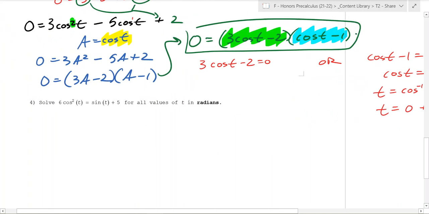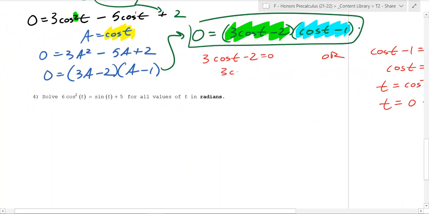Over here, you end up with 3 cosine t is equal to 2. So cosine t is equal to 2/3. So t is equal to cosine inverse of 2/3.